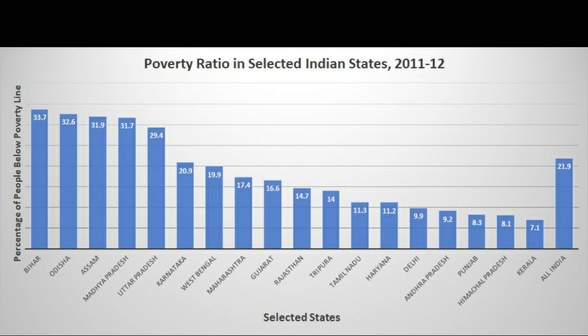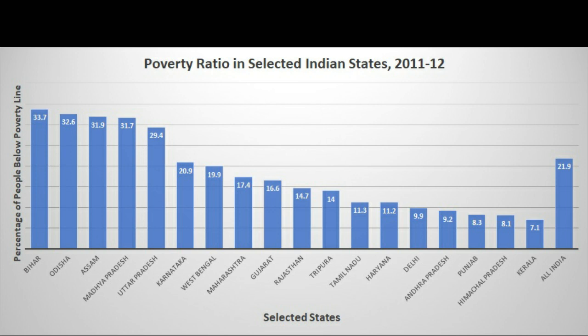That is, for Kerala 7.1, Himachal Pradesh 8.1, Punjab 8.3, Andhra Pradesh 9.2, Delhi 9.9, Haryana 11.2, Tamil Nadu 11.3, Tripura 14, Rajasthan 14.7, Gujarat 16.6, Maharashtra 17.4, West Bengal 19.9, Karnataka 20.9, Uttar Pradesh 29.4, Madhya Pradesh 31.7, Assam 31.9, Odisha 32.6, Bihar 33.7.